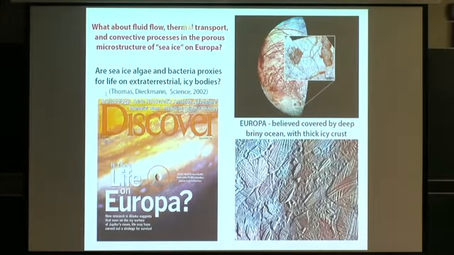What about fluid flow, thermal transport, and convective processes in the porous microstructure of sea ice on Europa? Europa is believed to be covered by a deep briny ocean with a thick icy crust. Near the top, it's obviously all frozen, no fluid. Down at the bottom, it's all fluid. There's got to be a percolation threshold somewhere in there. There's got to be convective processes going on. It's got to be really interesting.